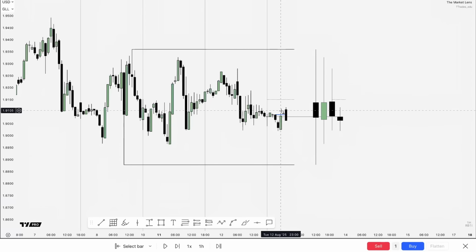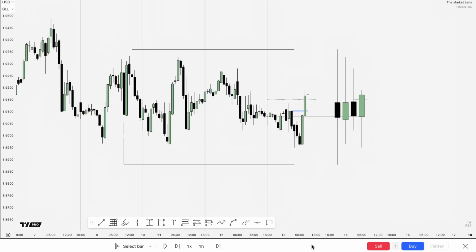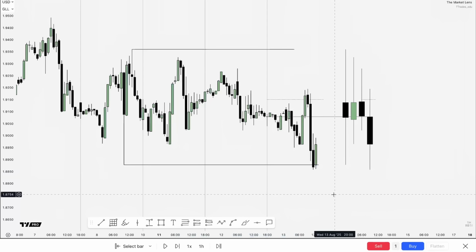I wouldn't be interested in this CISD here. Why? There is no relevant level. We're still consolidating. Similar thing with that one. Now we take out the low in the range. Now there's a few questions I can ask you here. Yes, we have taken out the low in the range. And where would we want to trade? We'd want to trade to this range high, right? That is the whole idea.